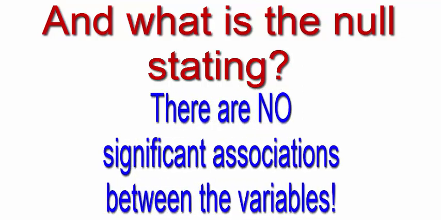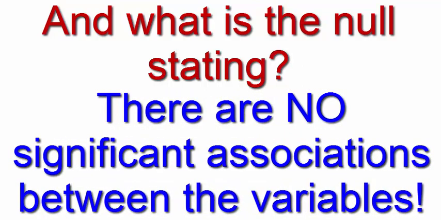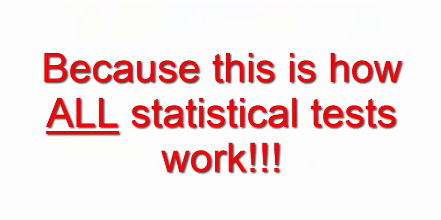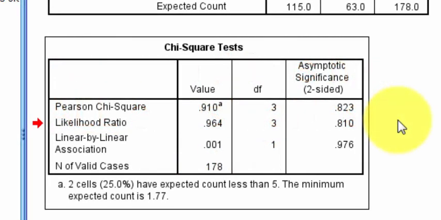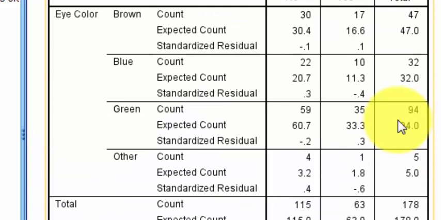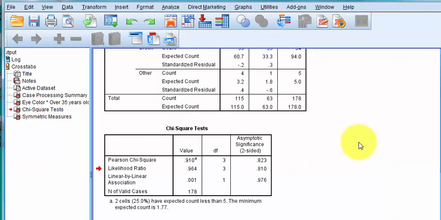And what does the null say? It says that there are no significant associations between the variables. All nulls are the same. Please remember this. This is how all of these statistical tests work. All right, back to the show. So in plain English, that means that there is no association between a person's eye color and whether they're over 35 years old or not. Okay, let's keep going until we find one that has significance.